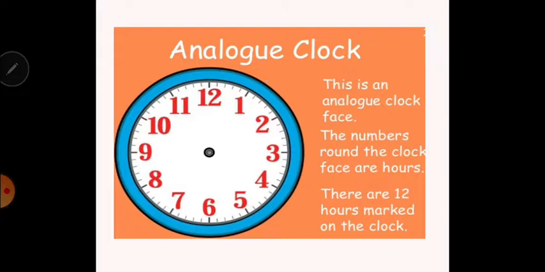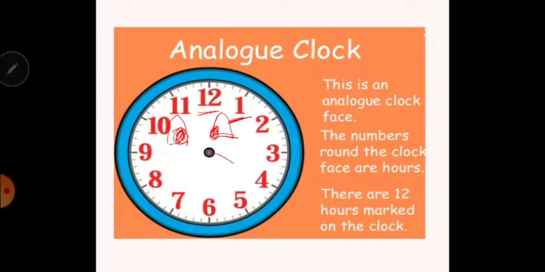Now let's try to remember the meaning of analog clock. An analog clock has a face with numbers, like in this case my numbers start from 1 and finish with 12. So this is my analog clock. And it also has hands. Two hands. One is short and one is long.